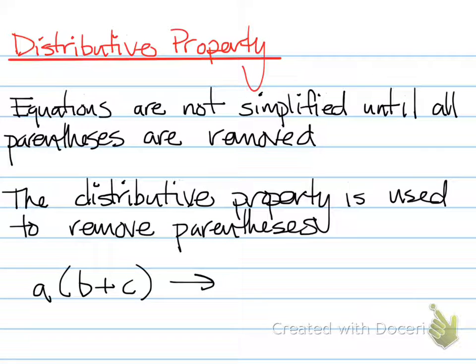So if we have the expression A times the quantity B plus C, to simplify that expression, we're going to multiply the number or the term that's outside of the parentheses by all the terms inside of the parentheses. So we're going to multiply A times B, and we're going to multiply A times C. Once we do that, we will get AB, or A times B, plus A times C.